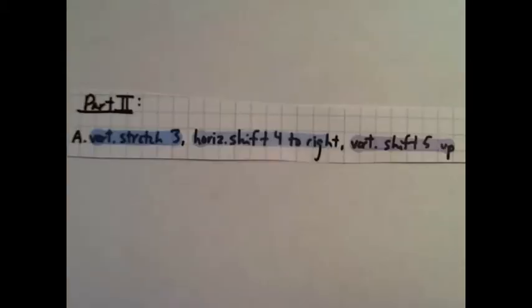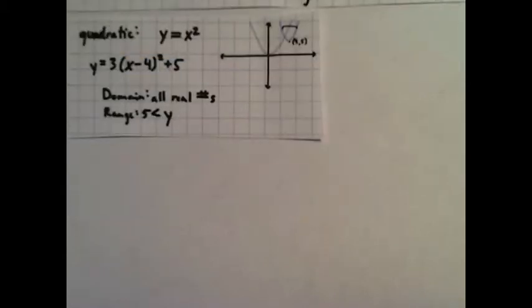Part 2. We're supposed to apply a vertical stretch of 3, a horizontal shift of 4 to the right, and a vertical shift of 5 up to each of the following parent functions. The quadratic equation that fits these standards is y = 3(x - 4)^2 + 5. The sketched graph above shows a gray line, which is the original equation, y = x^2, and the modified one in blue. The domain of this new modified one is all real numbers, and the range is y is anything above 5.